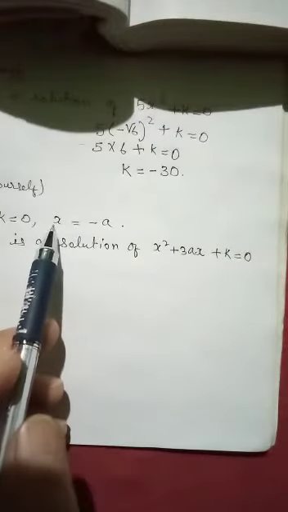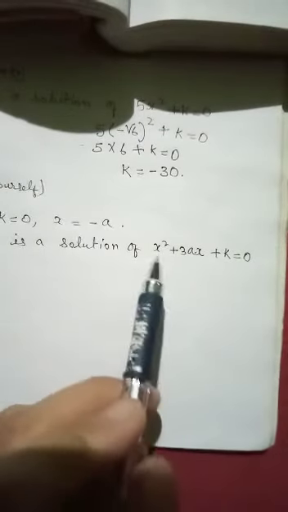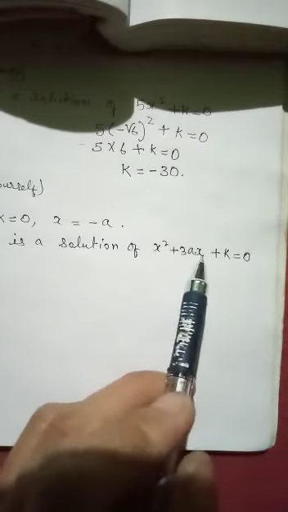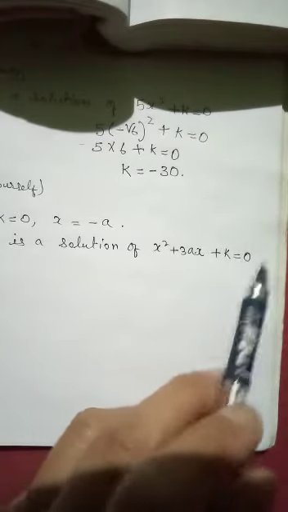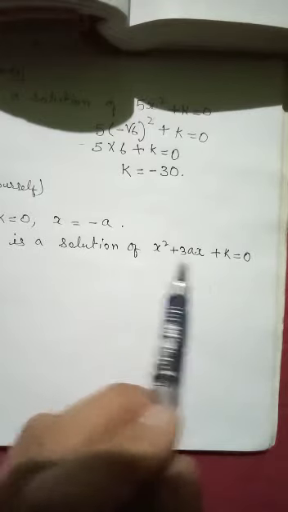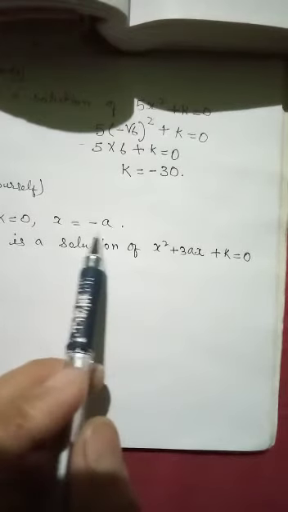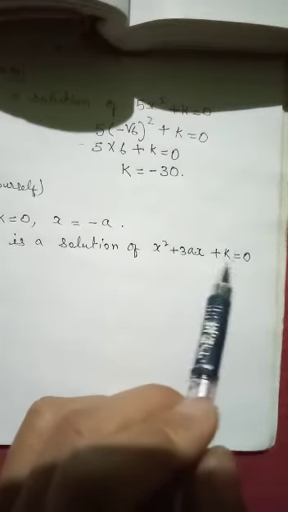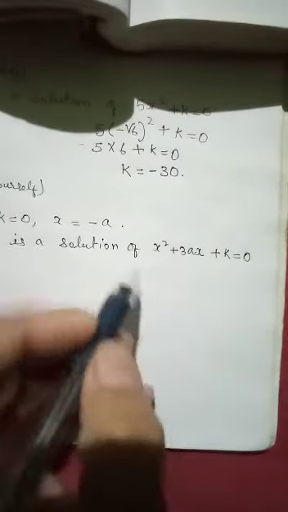Here we have x equal minus a is the solution of x squared plus 3ax plus k equal 0, which means that in place of x, we can replace with minus a. Then we will have to find the value of k. So let's do it.